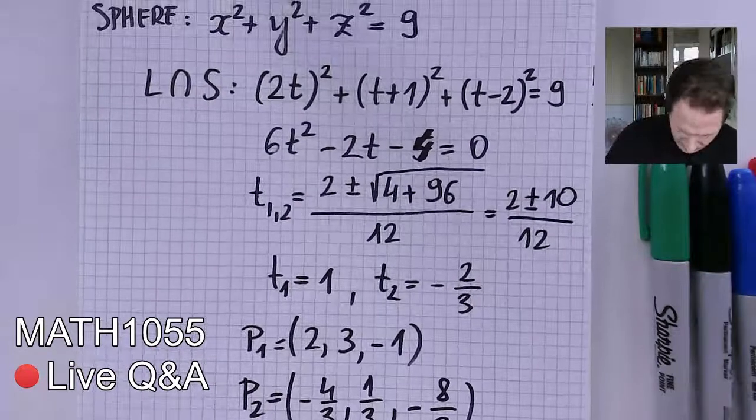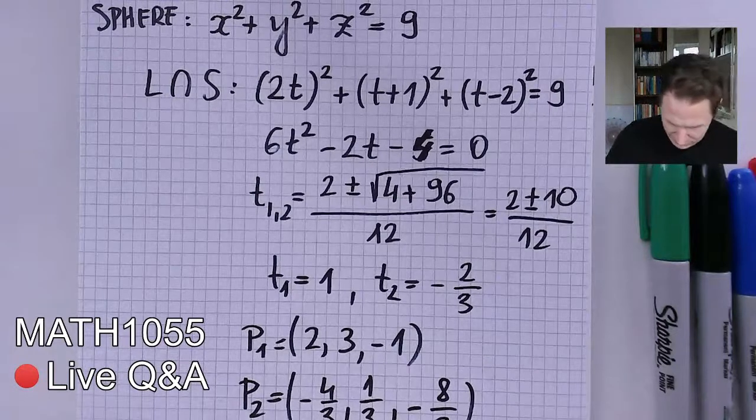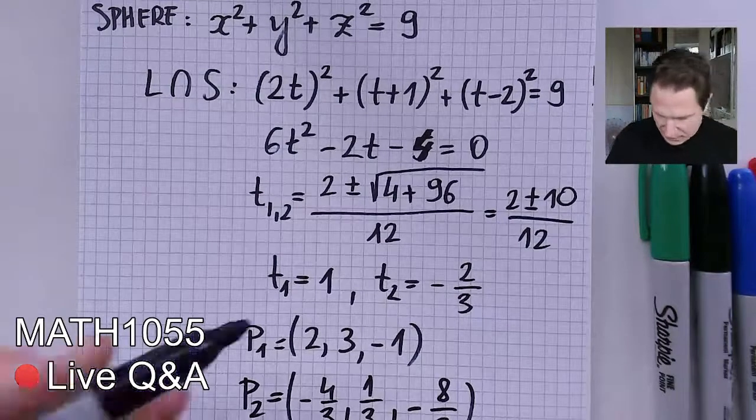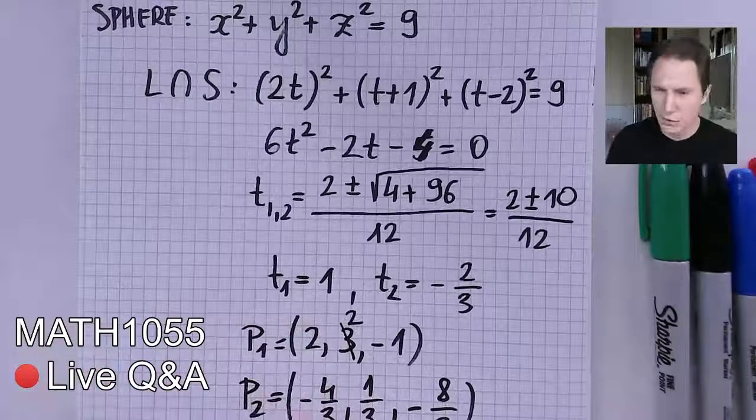So did I mess something up? Probably. Yeah, sorry. It should read 2, minus 1. Yes. So thank you, Adam.